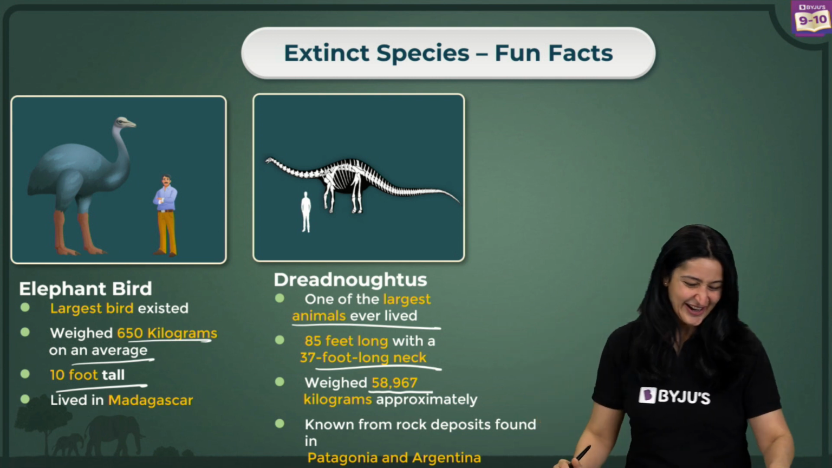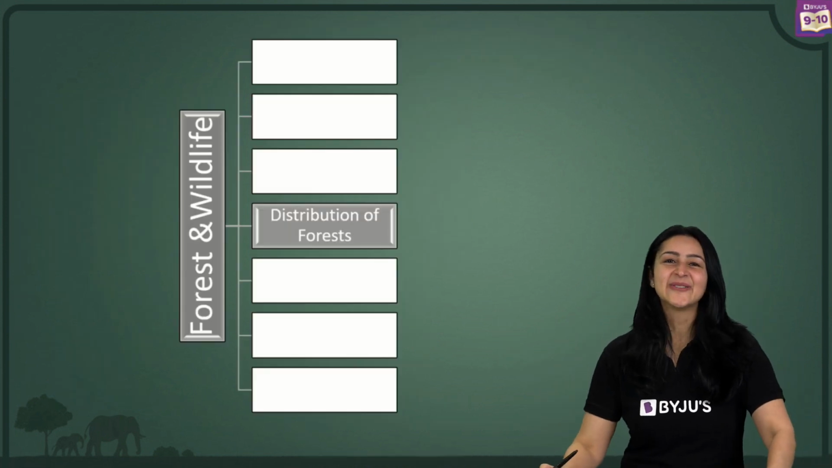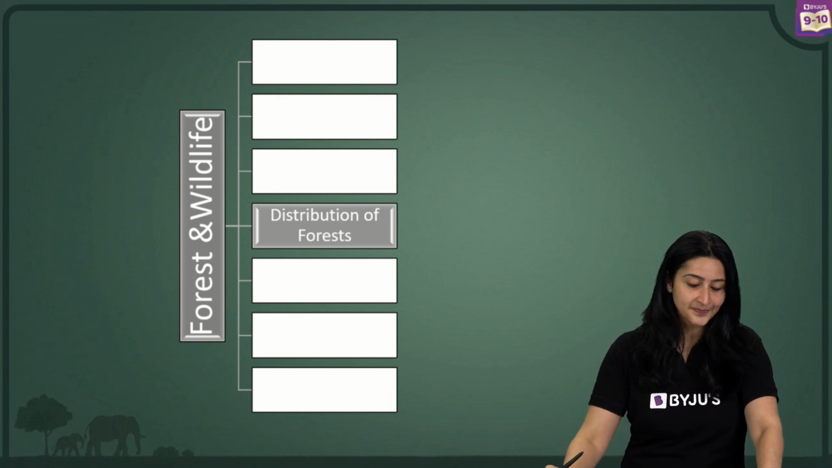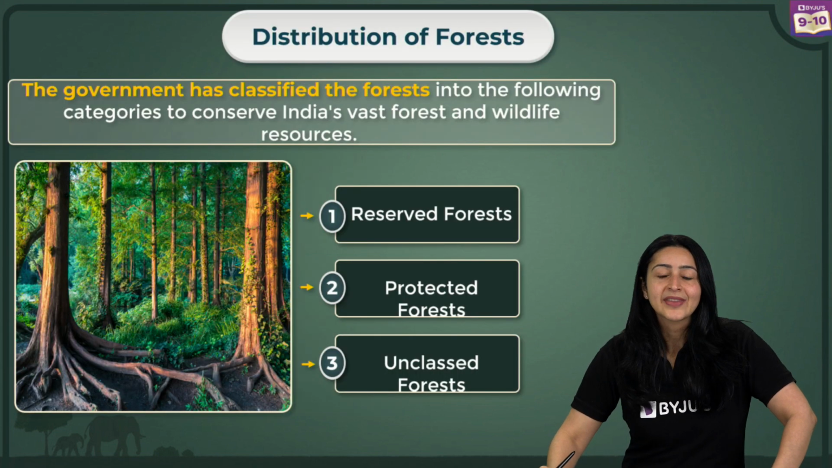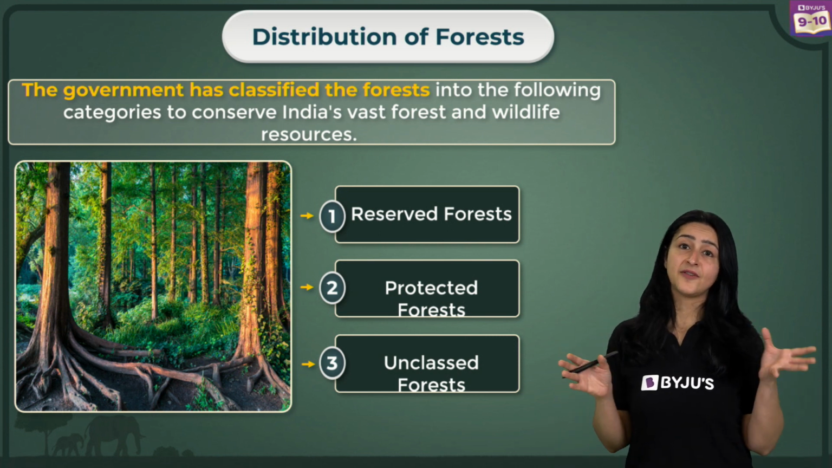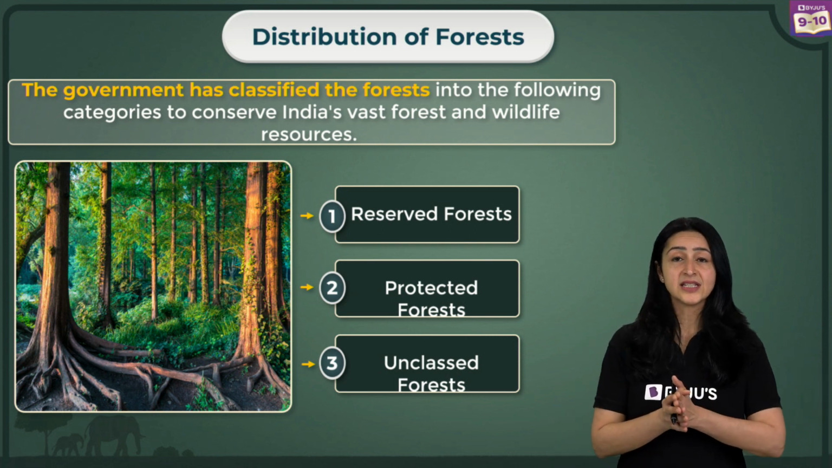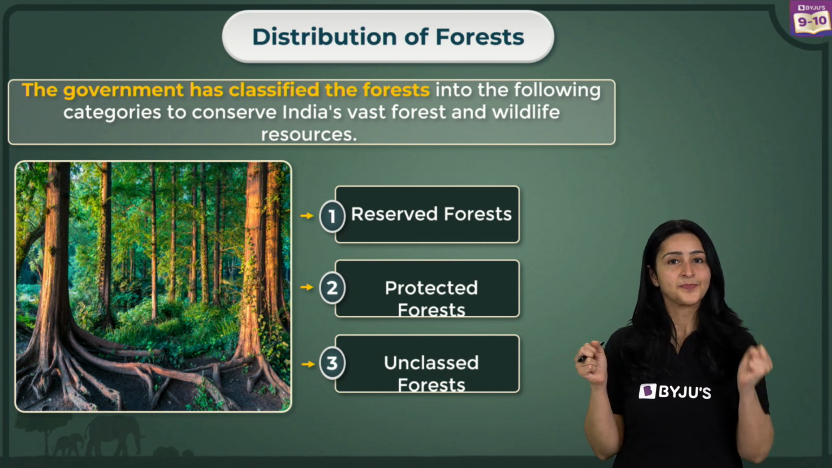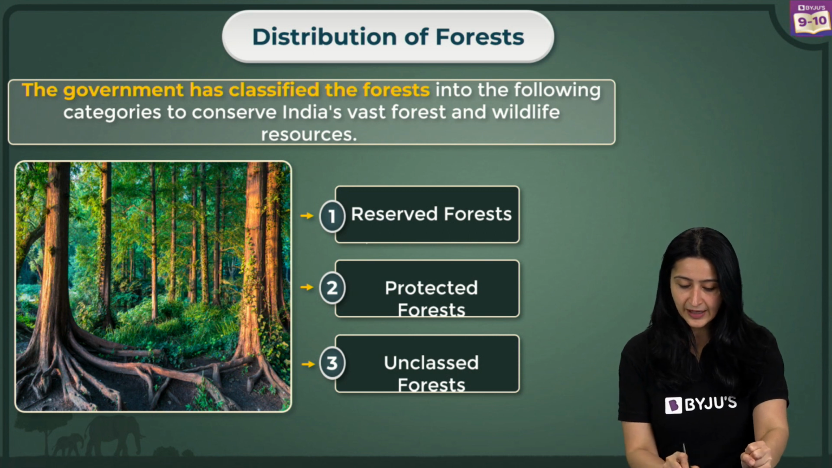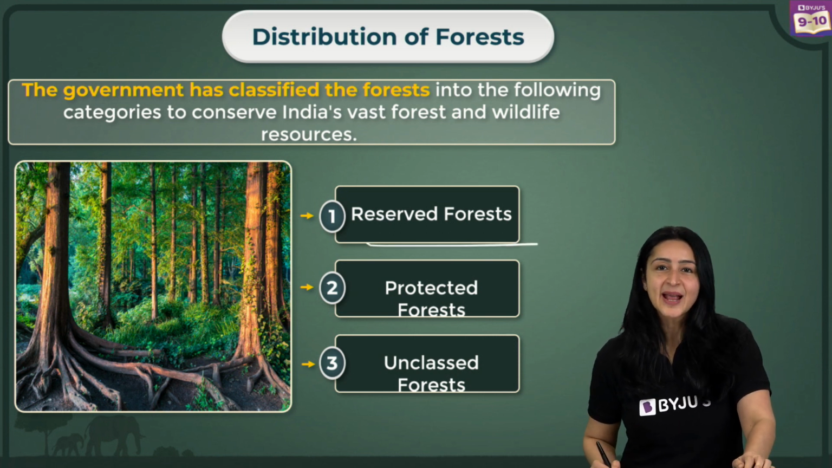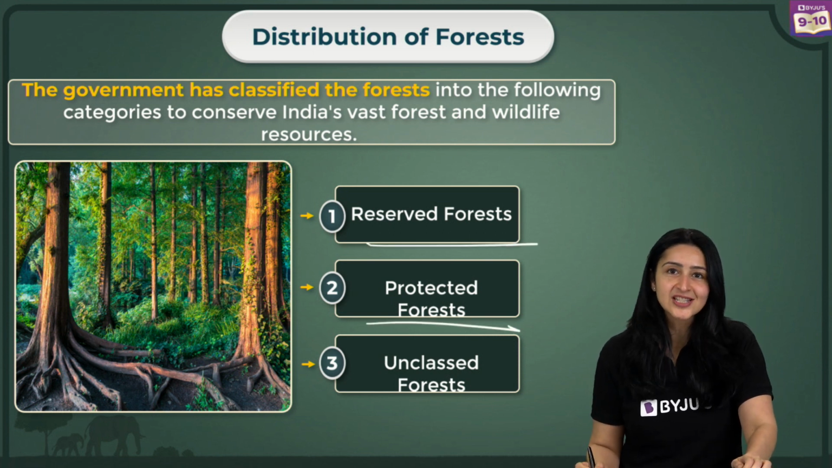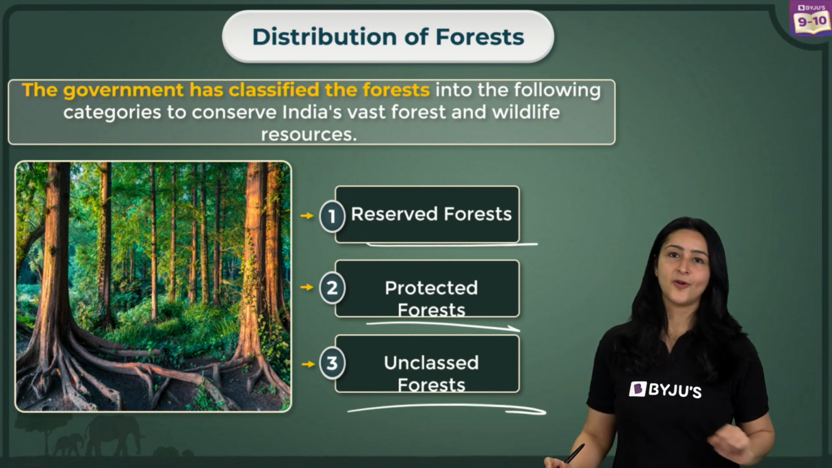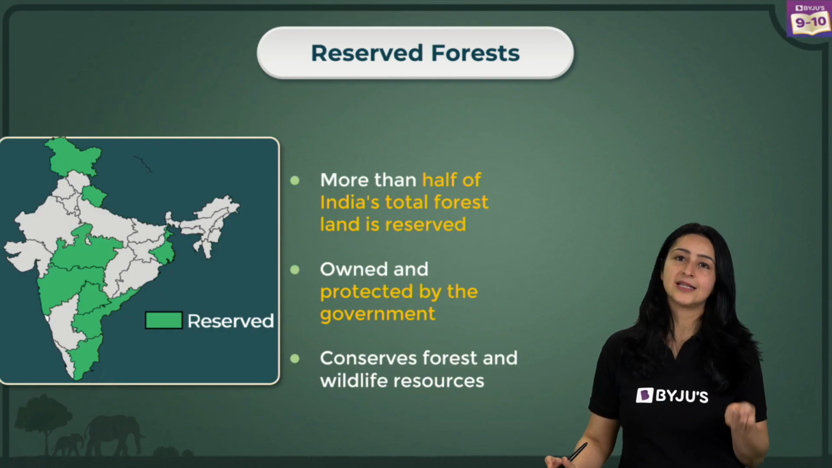All right. With that, let's move on to our next topic, which is the distribution of forests. Now, did you know that the Indian government has classified forests into 3 categories in order to conserve India's vast forests and wildlife resources? So, first of all, we have the reserved forests. Then we have what is called protected forests, and then we have the unclassed forests. So, let's take a look at the reserved forests in India to understand what these are.